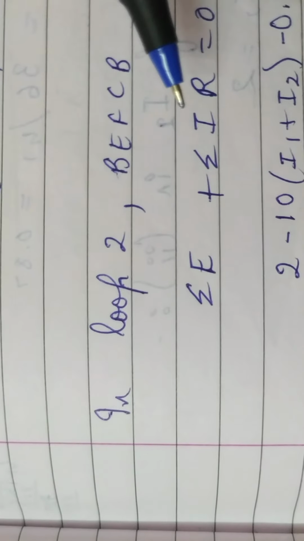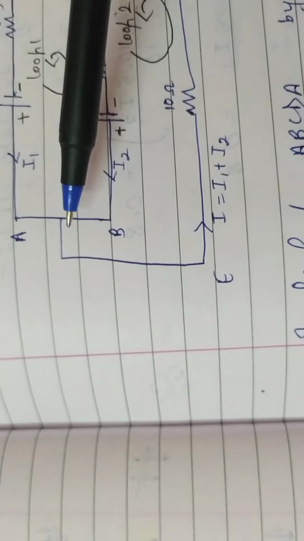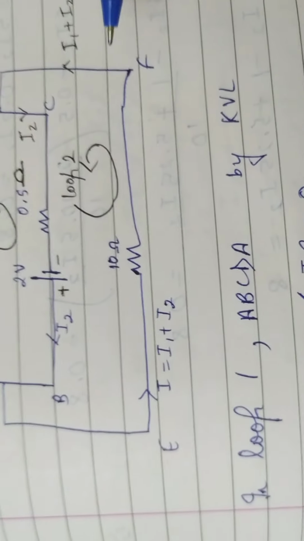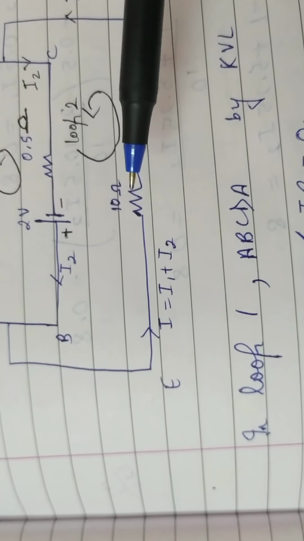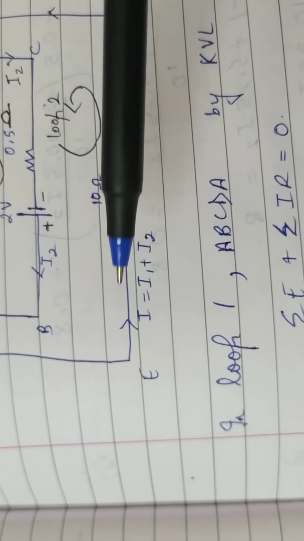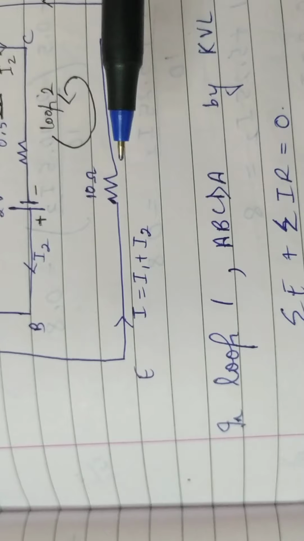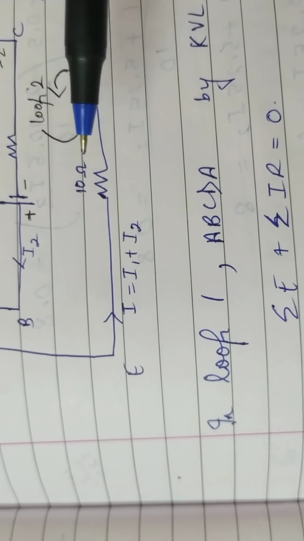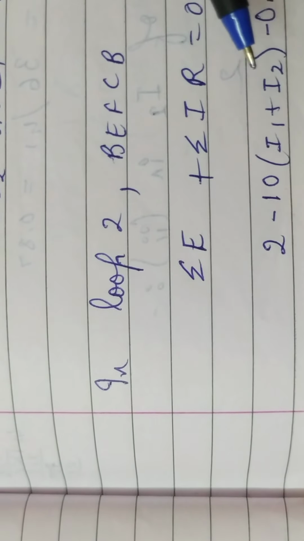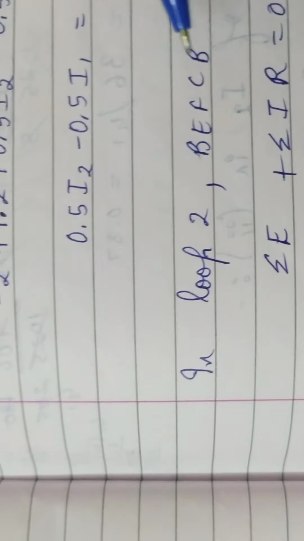And for the value of sigma IR, from B to E, no potential drop. But when we traverse from E to F, a resistance of 10 ohm is there. So the potential drop will take place, and we are traversing in the direction of current, hence the drop is negative. So we write I1 plus I2 into 10 with minus sign. Minus 10 into I1 plus I2 is the potential drop across the 10 ohm resistance.